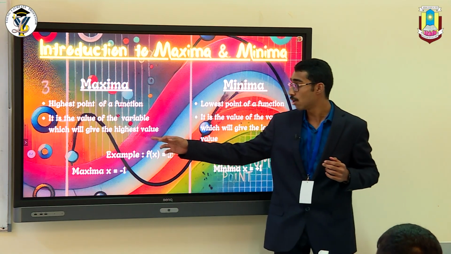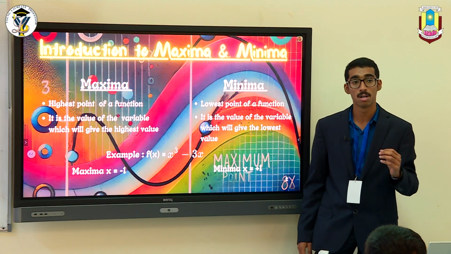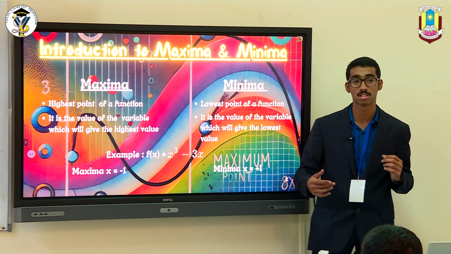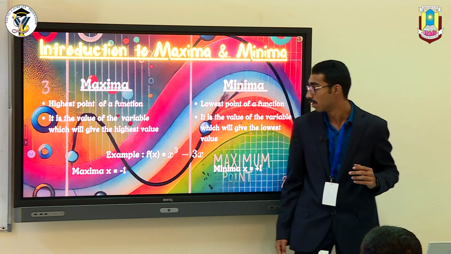So it's the value of the variable which will give the highest value. There would be some point in that graph which will give the highest value. That point is known as maxima, and the value it gives is known as the maximum value.